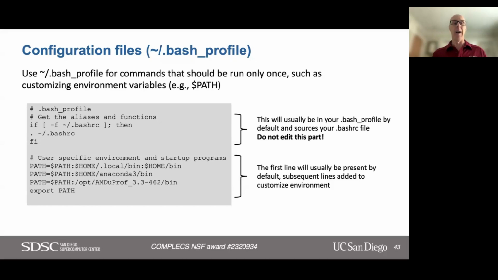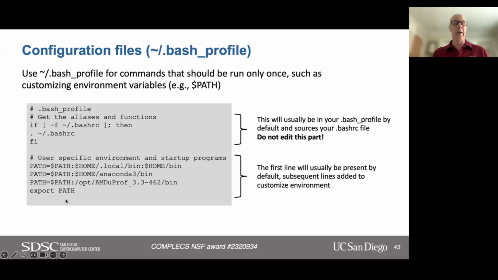Now, if you open this file, you will see some content at the top. See, in particular, these three lines here: if -f ~/.bashrc, then execute .bashrc. Do not edit this part. This is boilerplate that you do not want to tinker with. But down below that is where you can specify your environment and things that you want to do on startup.